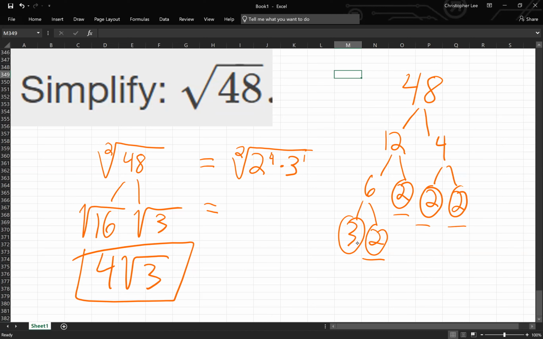Just for your knowledge, the 2 doesn't need to be there. If it's blank like that, it means square root.